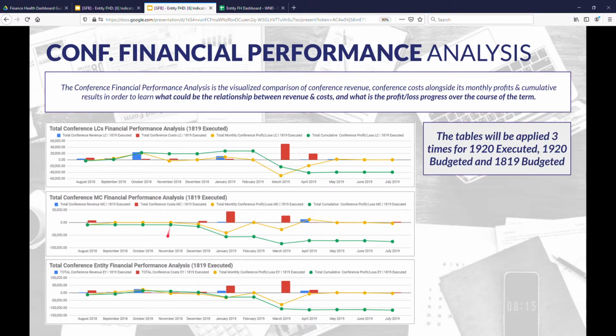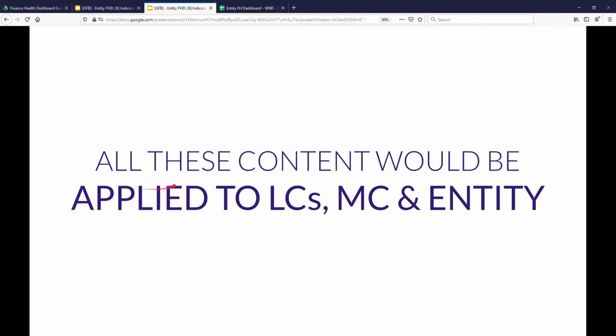Then there are graphs, which are the conference financial performance analysis, which is a comparison of conference revenue and conference cost, alongside monthly profits and cumulative. So you can see what could be the relationship between revenue and cost, and what is the profit loss progress over the course of the term. Now there are three graphs for LCs, MC, and entity, repeated three times for 1920 executed, 1920 budgeted, and 1819 executed. Sorry. So all this content would be applied to LCs, MC, and entity as well.